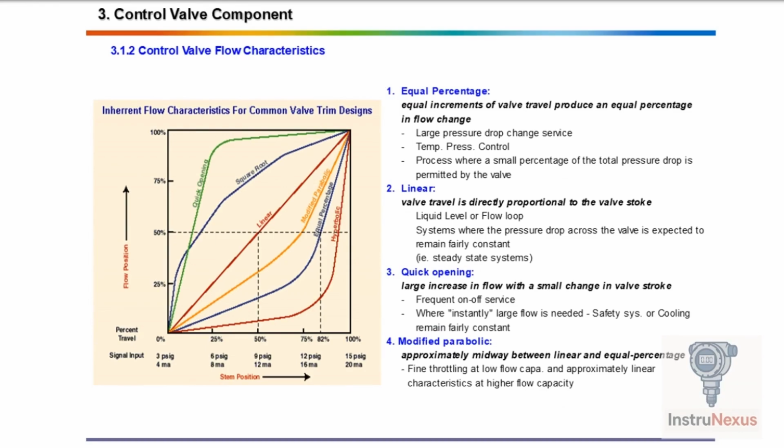4. Modified parabolic. This curve is a blend. It's midway between linear and equal percentage. It offers fine throttling control at low flow and approximately linear performance at higher flow capacities. Choosing the correct flow characteristic ensures your control valve responds appropriately to process changes, enhancing stability, efficiency, and safety.